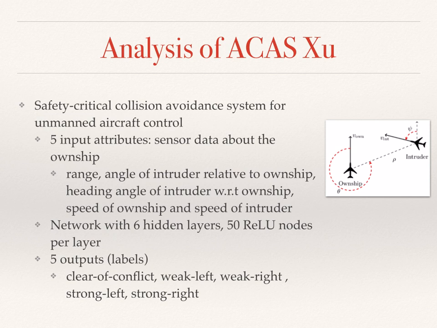And we analyzed the network with 6 hidden layers, 50 ReLU nodes per layer, and 5 outputs or labels, which are the advisory for the ownership, and that can be used to avoid collision with the intruder. And these outputs are clear of conflict, weak left, weak right, strong left, and strong right.